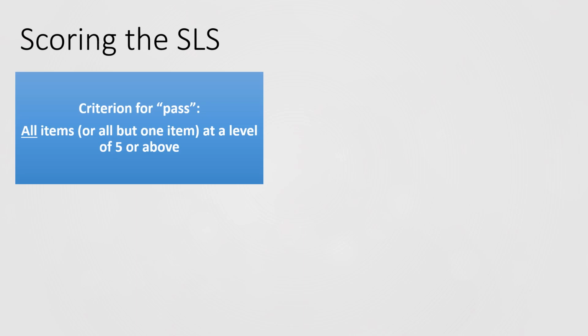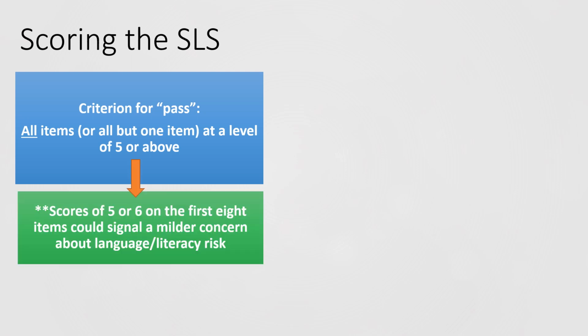So the scoring directions are often used when we're using this tool as a screener, but like I previously stated, we're not using it as a screener, but rather that purpose number 2 of gathering input about a student. So we're going to reference these cut scores as our criterion. The criterion for pass would be that all items, or all but one, are at a level of 5 or above. Something to note though is that if a child scores a 5 or a 6 on the first 8 items, it still could signal a milder concern about language and literacy difficulties. So it doesn't mean that they're good to go, and there still could be some concerns, but maybe not significant enough to be identified with a disability.